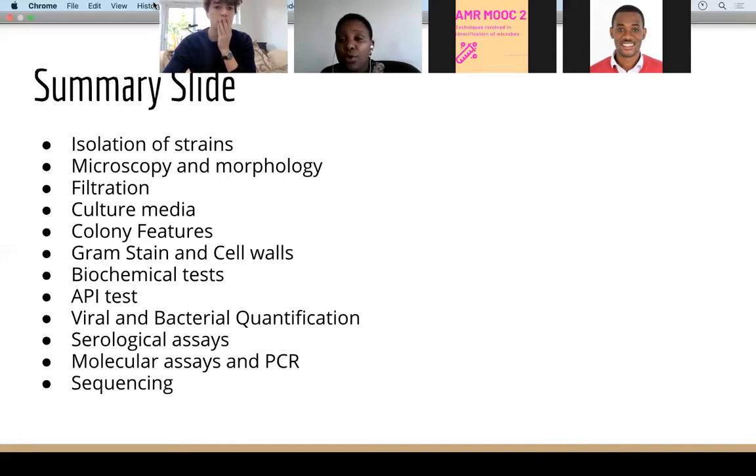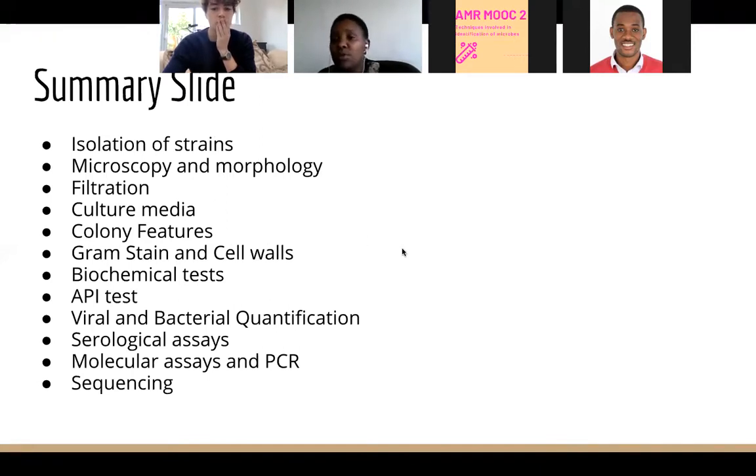We have also seen the use of the filtration method when you are trying to check the microbial content in huge samples. And we've seen the culture medium and colony features. We have just seen the different staining methods like Gram staining and acid-fast staining, and then the biochemical tests, and how the biochemical tests can be used to identify the strain. We have the API test, which is a collection of biochemical tests.